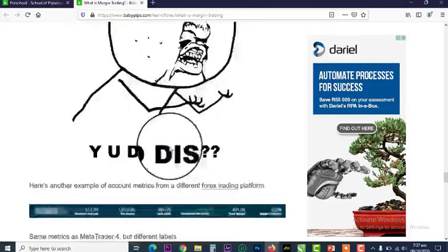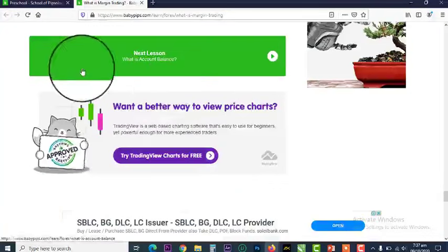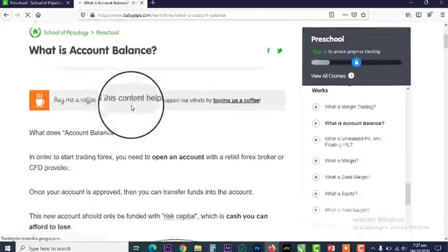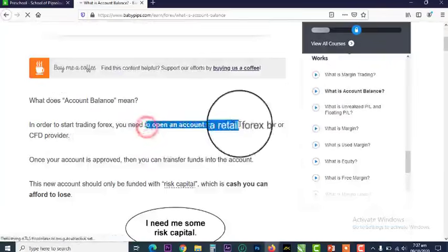So we're still going to talk more about all of this in detail. So let's move on to the first one, what account balance is all about. So your account balance, like we said, when you open your account, is the money that you deposit in your account.